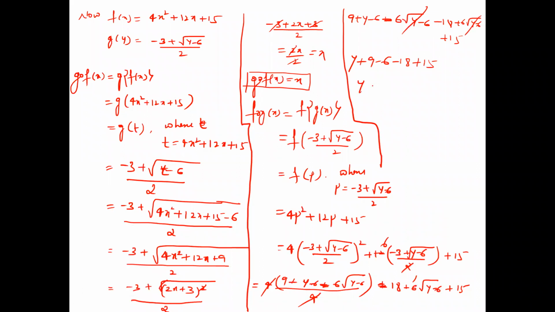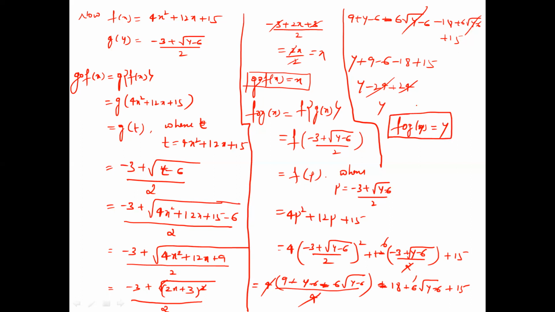So minus 6 minus 18. What is the value? Minus 24. And here plus 24, so this term gets cancelled. We get the answer y. So therefore, f composition g of x equal to what? Sorry, y equal to y.